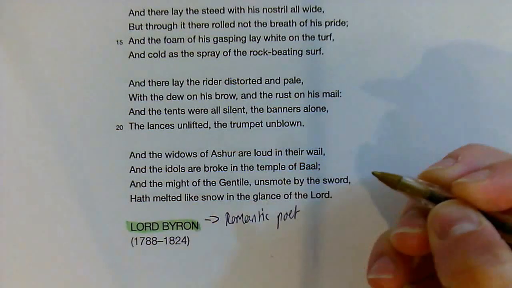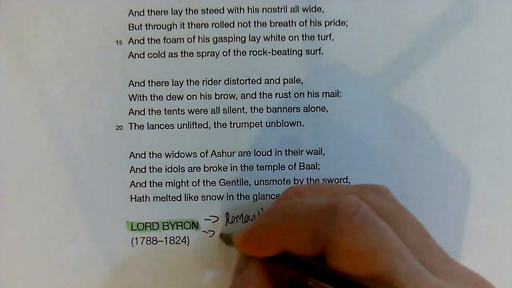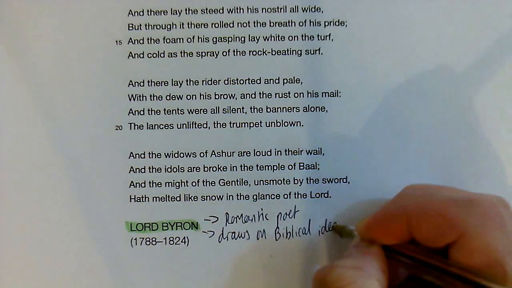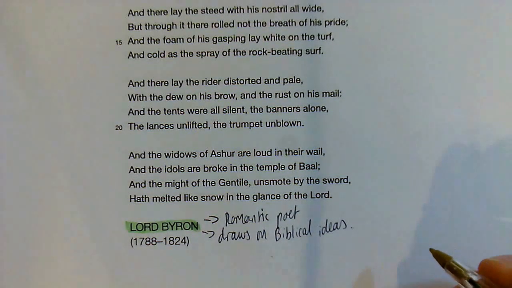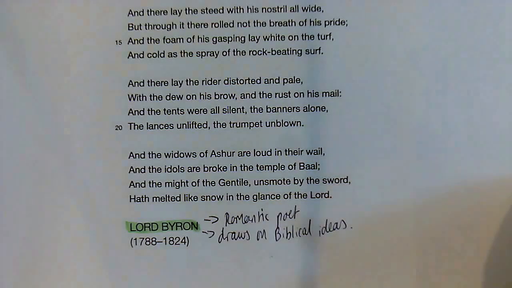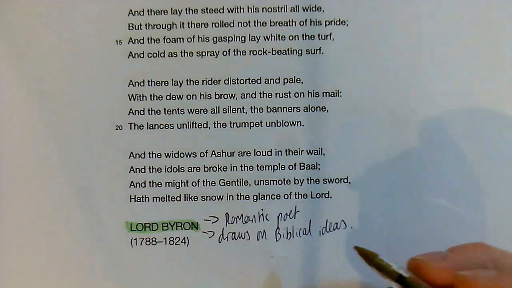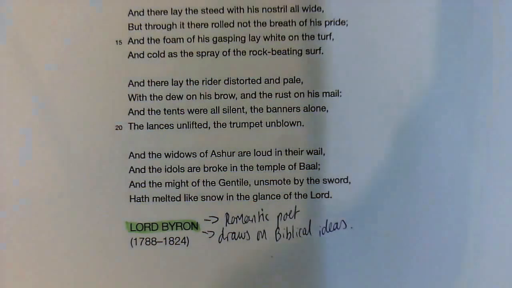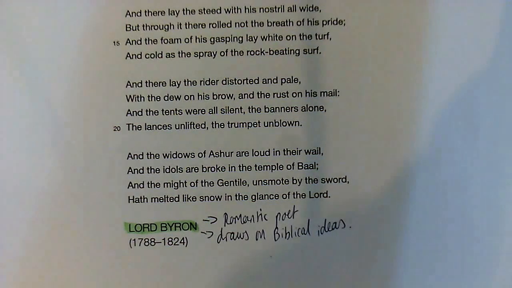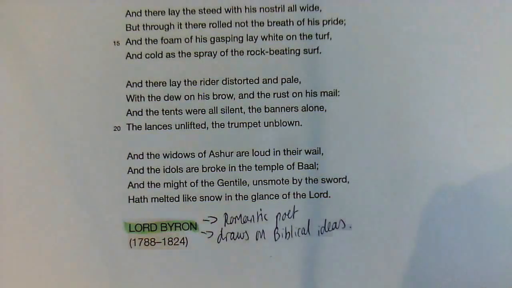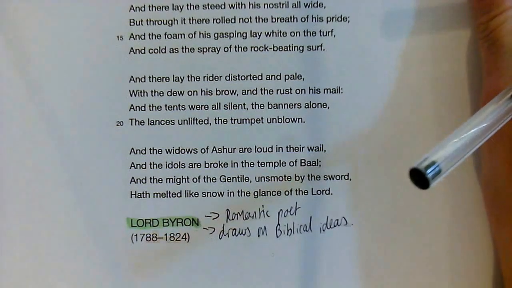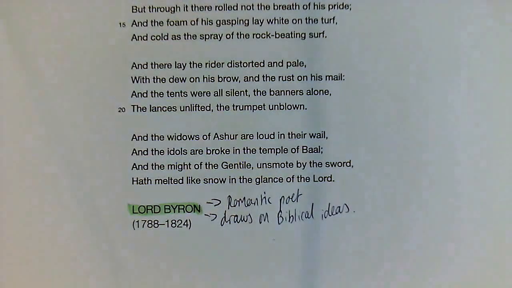So similar to Blake, as we've been thinking about, draws on biblical ideas, and this poem doesn't just draw on a biblical idea like Blake's poem Envy, where it kind of alludes to the Garden of Eden. This poem is written as a narrative of a factually, historically viable moment in Israel's history. It's documented in the Bible, it's documented in the Assyrian texts as well, but Byron really does take the biblical line on things, and we'll think about that in a minute.